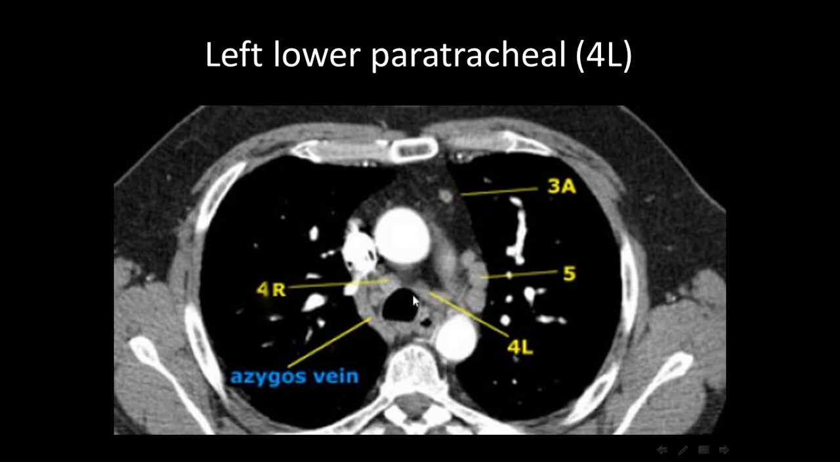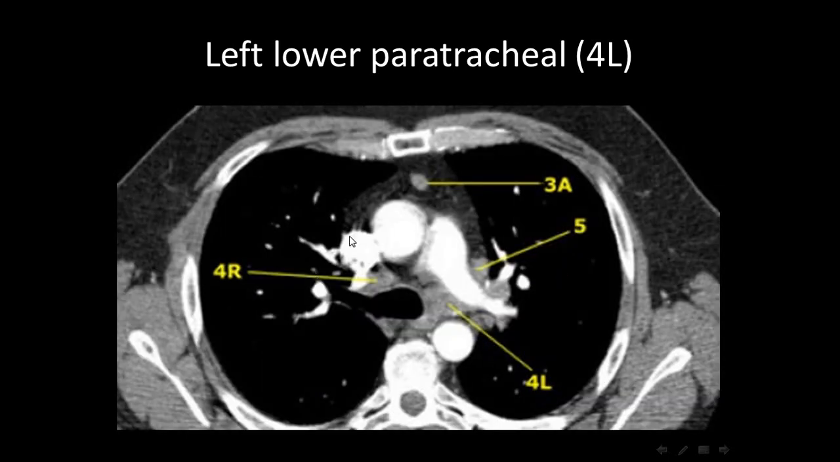Right. Yeah. So divided by the midline into right. So on the left side, we have the left. So these are the 4L. This is another one for 4R, for right lower paratracheal lymph nodes, and these are the left lower paratracheal lymph nodes.